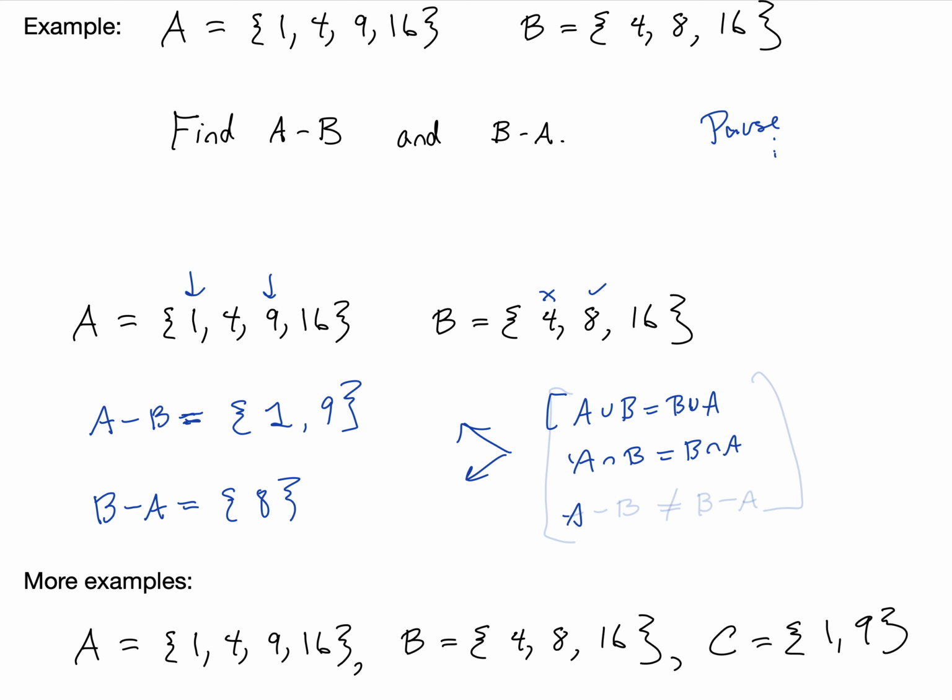However, in general, A minus B for two sets is not necessarily going to equal B minus A. So that's just a quick note about symmetry of these different sets. All right, so now more examples.